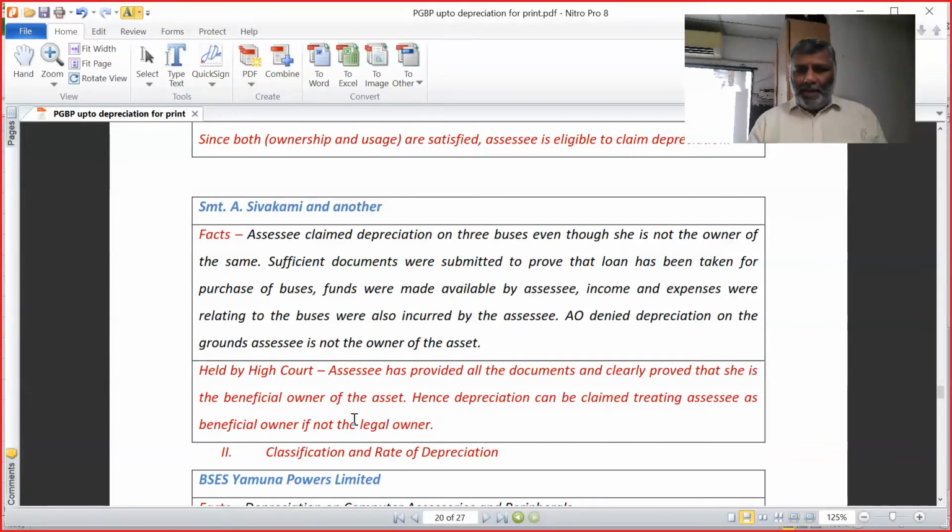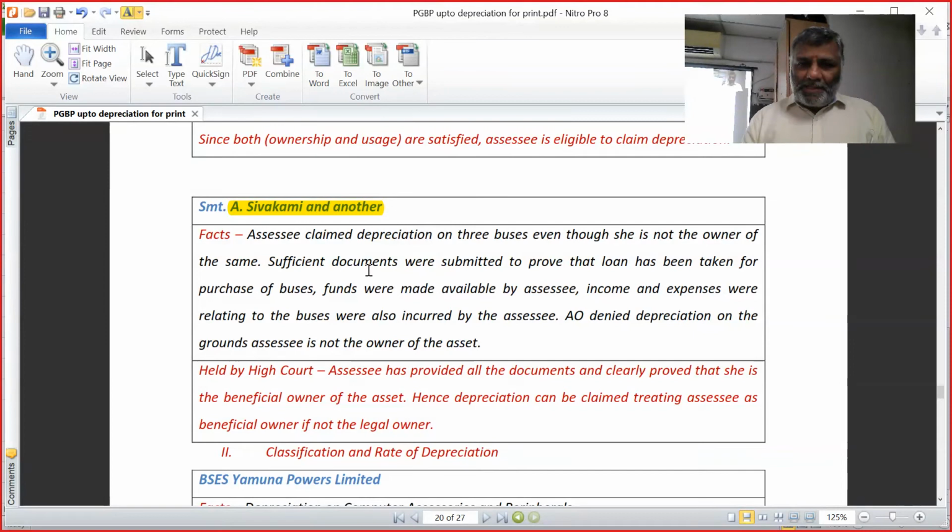Right? A Sivakami, I told you about the facts of this case. It's a HUF, which is in the business of running vehicles on hire. But the vehicles are registered in the name of the individual, Sivakami. Can the HUF claim depreciation? Yes, is the answer, because beneficial ownership is superior to legal ownership.